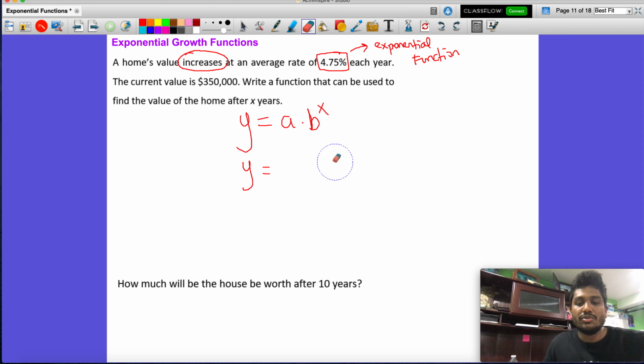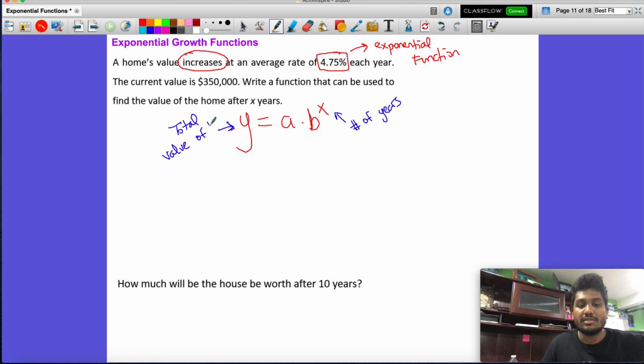And what I'm actually going to do, just to save some space, is write that down. So this represents the number of years. Remember, x is always time, some kind of time. y is the total, but total what though? Total value of the house, because that's what we're talking about here.